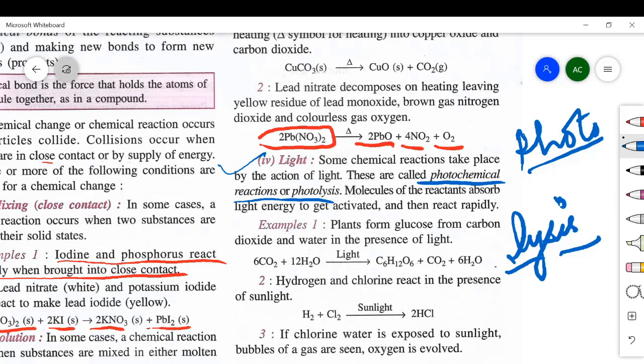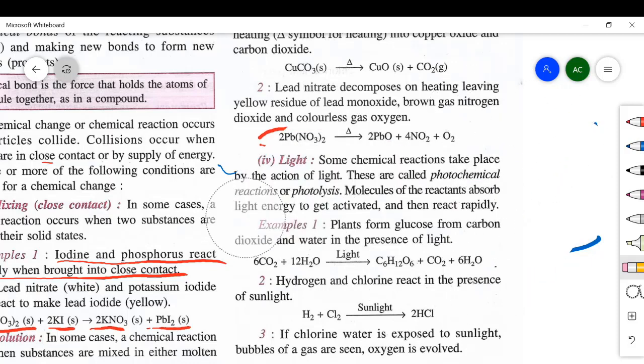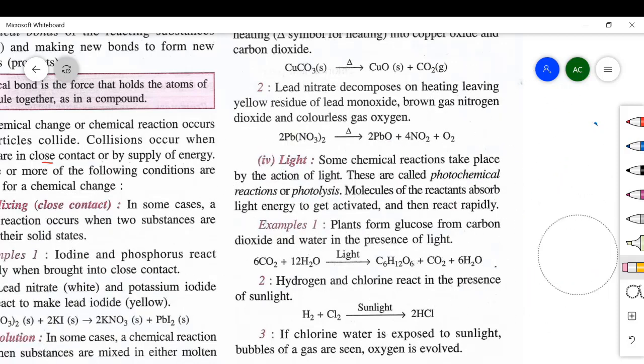Okay. Now what happens here? Molecules actually absorb light energy. The molecules which are present absorb the light energy, and then they get activated, and then they react rapidly.